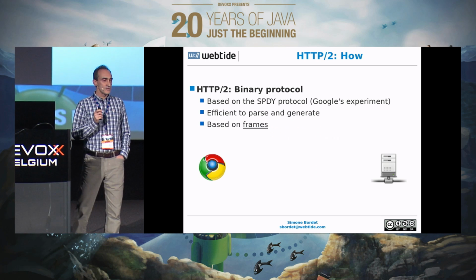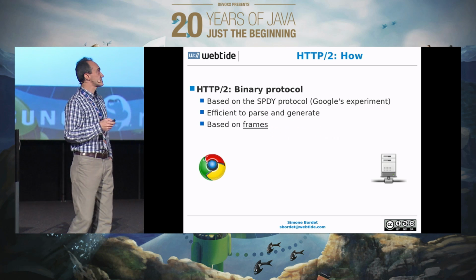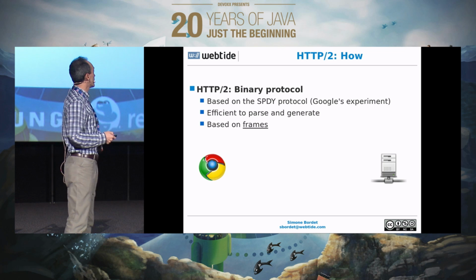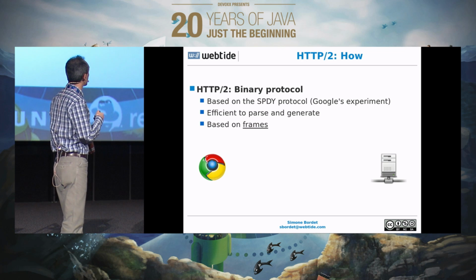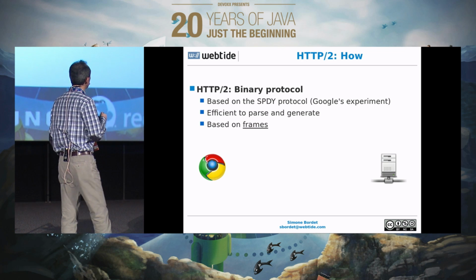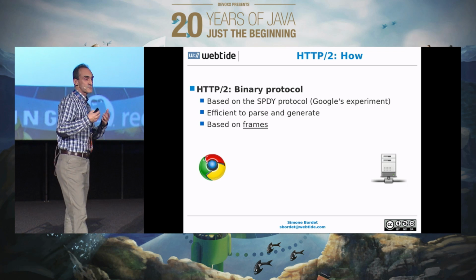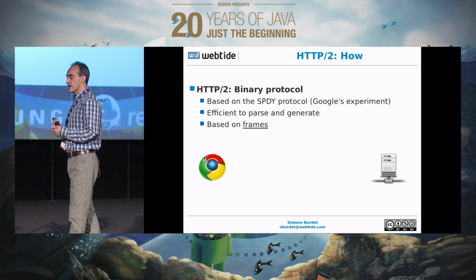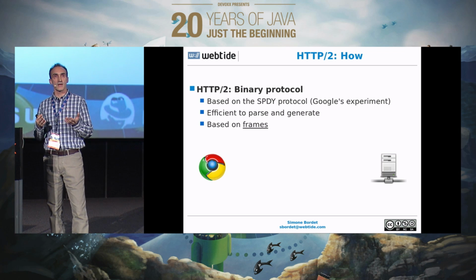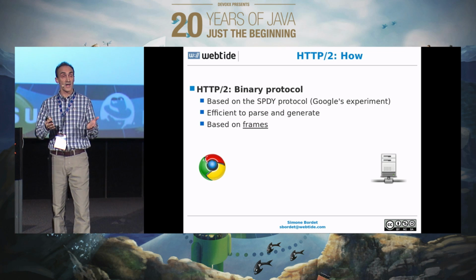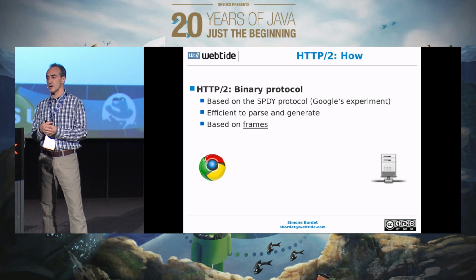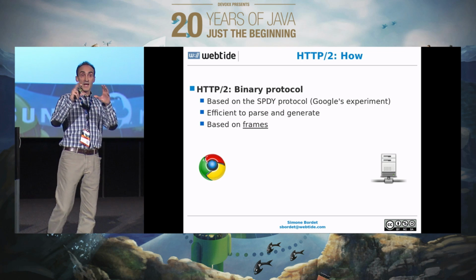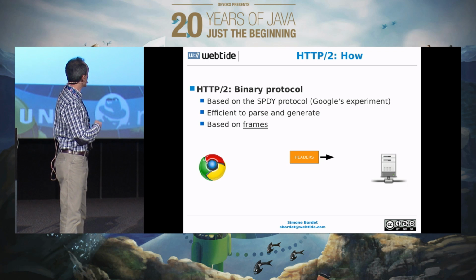So HTTP2 is now a binary protocol. It's not anymore a textual protocol. It derives from another experiment that has been made by Google called the SPDY protocol. It's very efficient to generate, very efficient to parse, and it has been designed exactly to address all the limitations of the HTTP 1.1 protocol. It's based on packets called frames, and it works in this way.